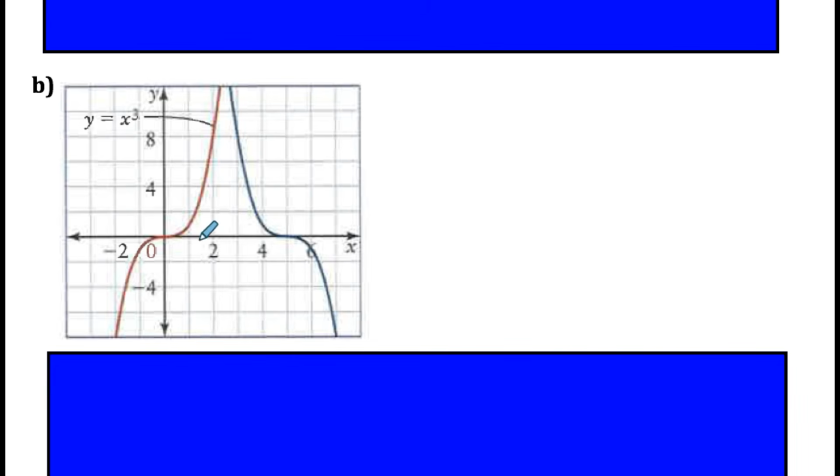Part B. So the red one is the parent function x cubed, the blue one is the transformed function. If I look at this point right here, where is that moved to? It's been moved right 5. So to go right 5, the d value would have to be 5. But there's also been a reflection that's happened. And it could be a vertical or a horizontal. They would actually do the same thing for this. So you can pick either one that you want.